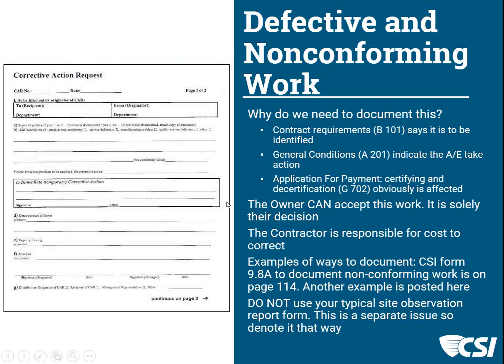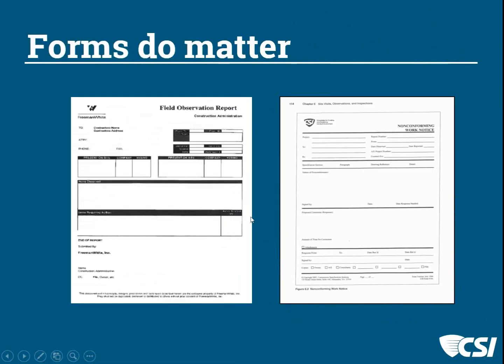But the point here is, don't just use your observation report. You'll see here compared on the next slide, side by side. On the left is a field observation report. On the right is a non-conforming work report. Part of the risk management education that I've had over the years is that it's important that this distinguishing documentation be a part of your delivering work. Well, why is that?